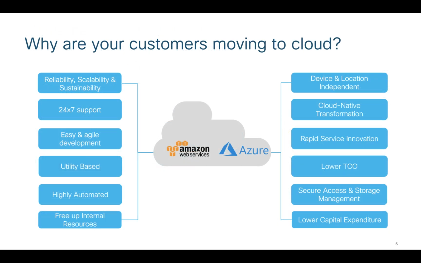Now, these are a few options or advantages why customers are going to cloud. 24/7 support, agility, utility-based model, highly automated. You can create your ARM templates, CloudFormation templates. You can automate your workload deployment. Not only workload deployment, you can automate entire virtual private cloud or entire network deployment using these kind of templates. Devices and location independent, so you can deploy your services anywhere across the globe, in any region, in any availability zone. So this is why customers are pretty excited about public cloud, and they're moving to public cloud.